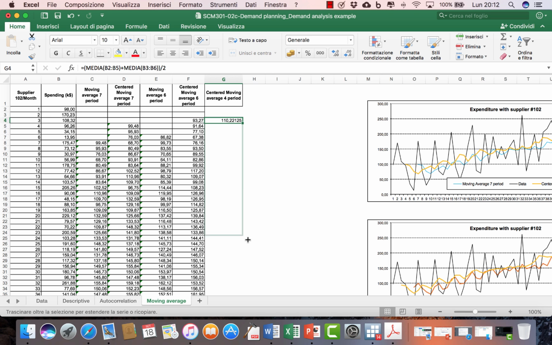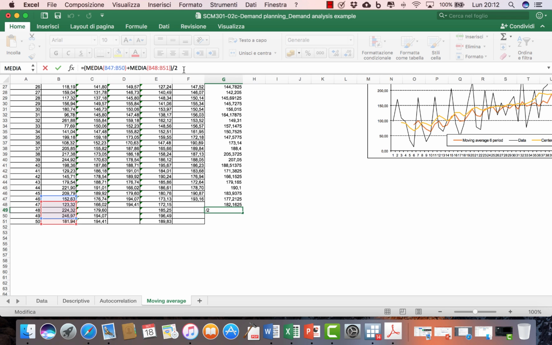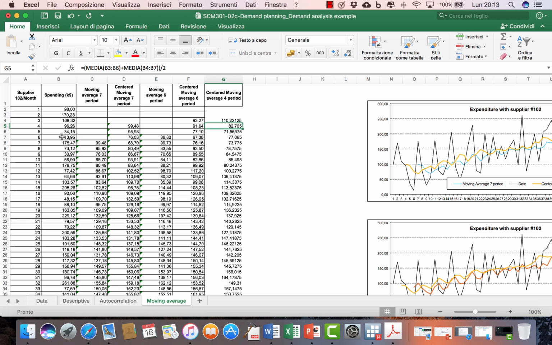If I scroll down like this, you see that, for example, for period 4, the moving average centered on 4 periods considers a moving average of the observations between 2 and 5, and a moving average of the observations between 3 and 6. If I average these two moving averages, I obtain a proxy of the moving average centered on period 4 over 4 periods, and so on.